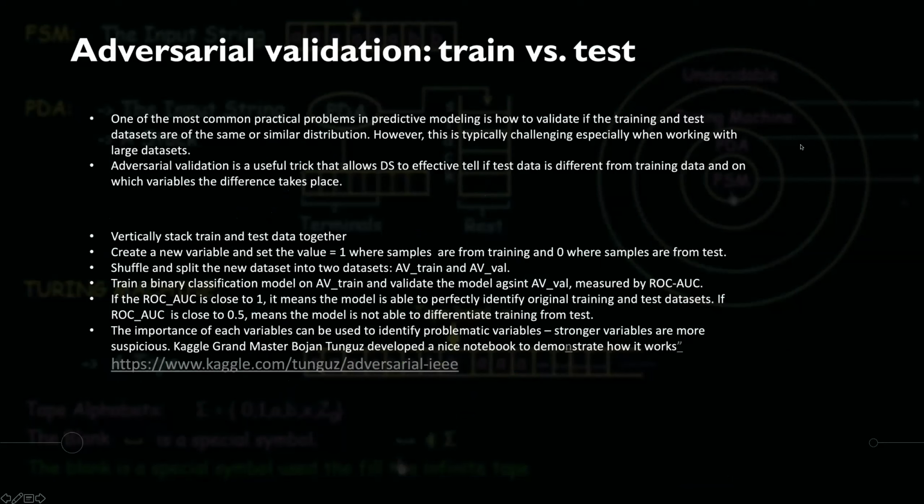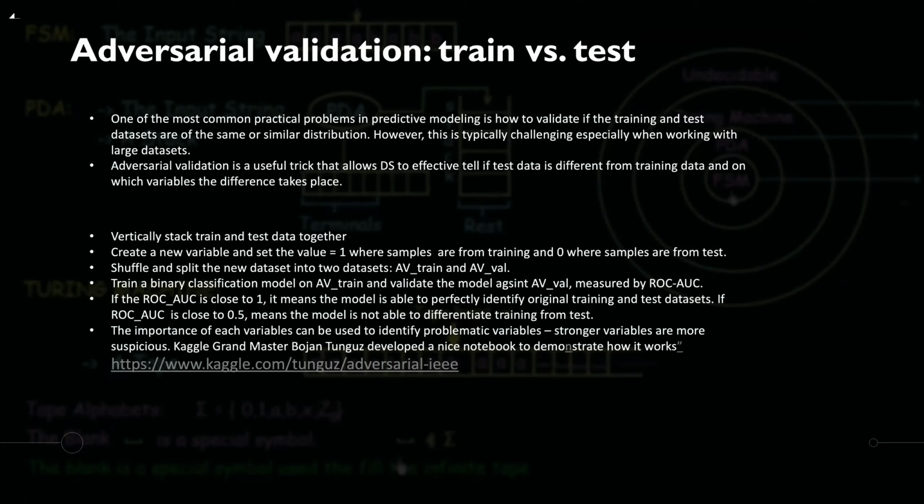Okay, next I'll be talking about two very useful tricks for Kaggle competitions, which I don't feel are realized by lots of people. The first trick is called adversarial validation. The purpose of this trick is to help us identify how different the train data is from the test data, or the test data from the train data.